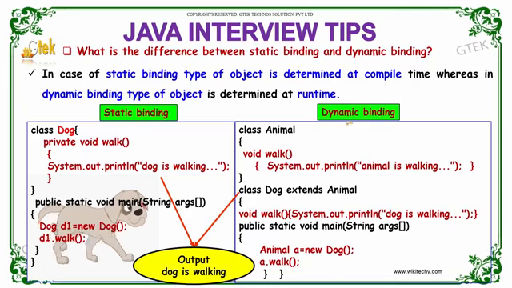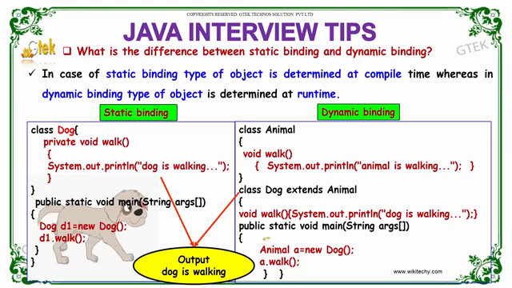And this is realized by the compiler that d1.walk will execute the statement during the compile time itself. Whereas in your dynamic binding, we have a base class and a derived class that is derived from the base class. So if you see, we have two methods for walk, and two methods are having different output lines.